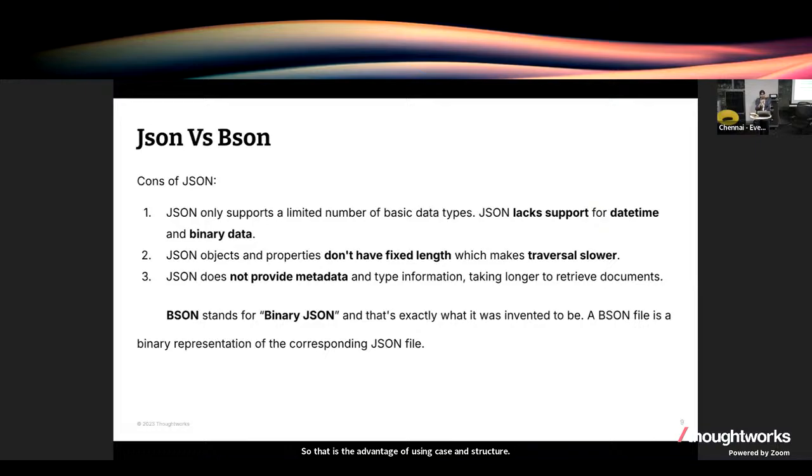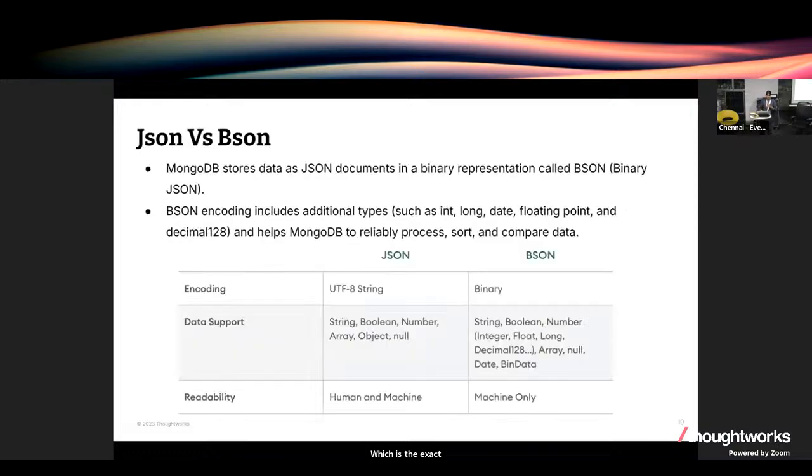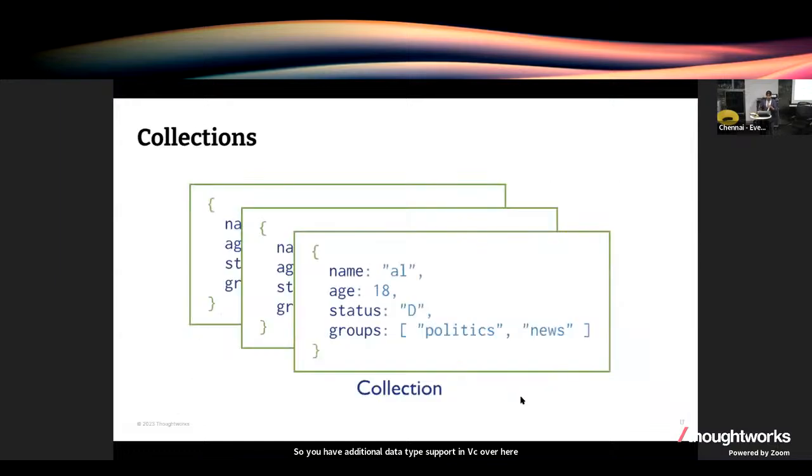And there is something called BSON. That's what MongoDB uses internally. So JSON has some problems. You cannot use many data types; date time and binary data are not supported. You have only a fixed length, so searching is difficult, and also metadata storage is difficult. So MongoDB uses something called binary JSON, which is the binary conversion of this JSON, and it uses it for internal representation. So internally, all your data types are supported in BSON. So you have additional data type support in BSON over JSON, and it's mostly machine only.